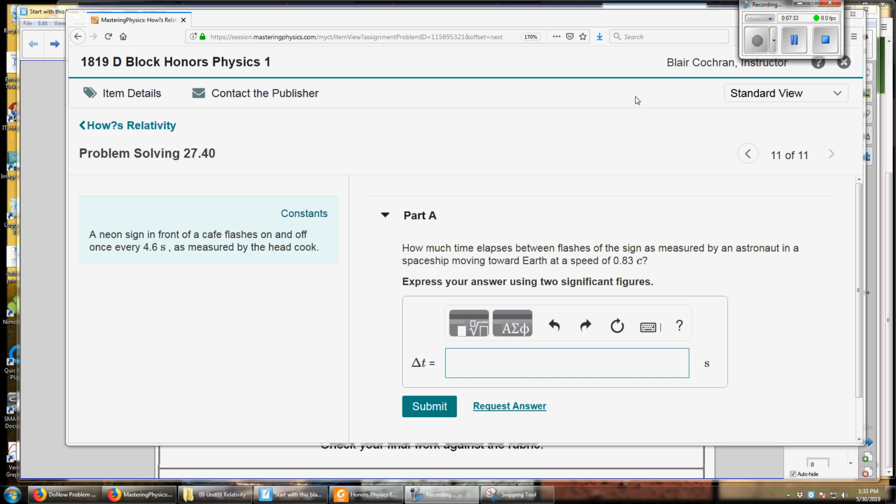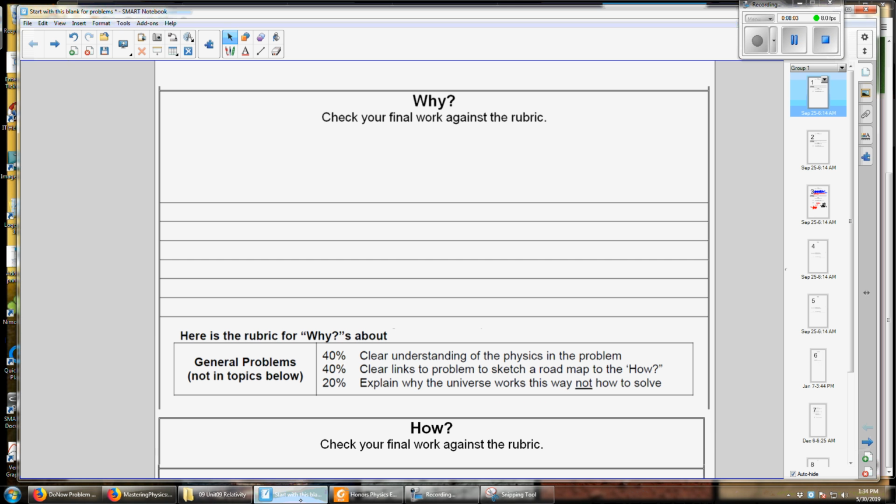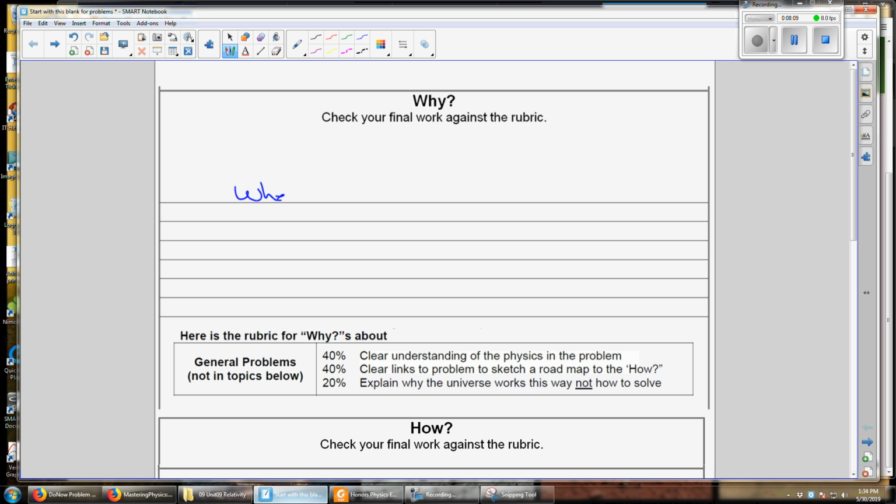Alright, here we go, number 11. We've got a neon sign flashing on and off every 4.6 seconds as measured by the head cook. I'm assuming the head cook is in the same frame of reference as the neon sign. It's observed by an astronaut in a spaceship moving towards Earth at this speed. Alright, so we know that when moving, time slows down.